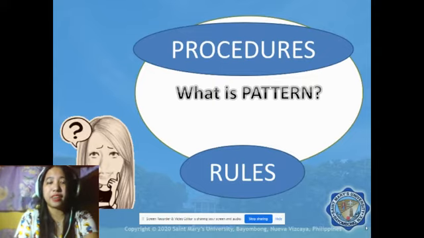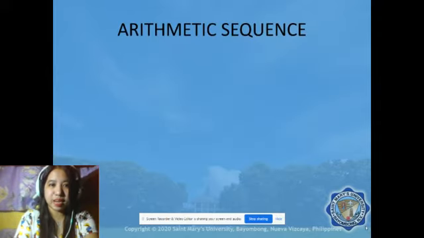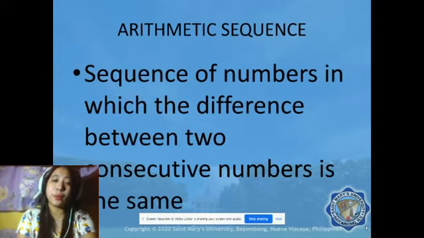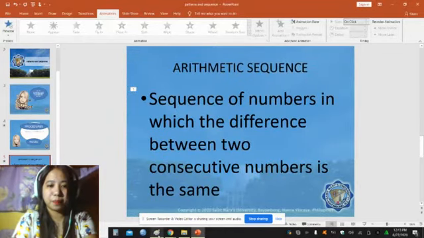A sequence can be either arithmetic or geometric. In this video, we're going to consider these two types of sequence. The first one is the arithmetic sequence. It is a sequence of numbers in which the difference between two consecutive numbers is the same. Let us consider an example for this.